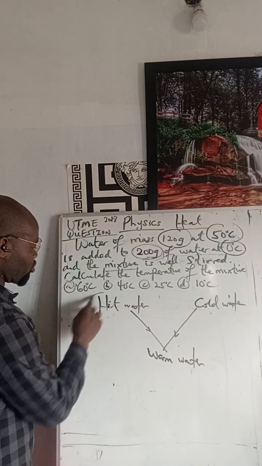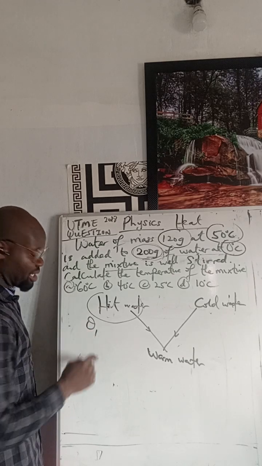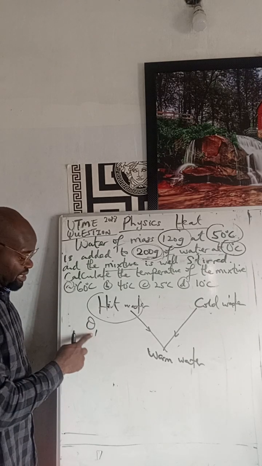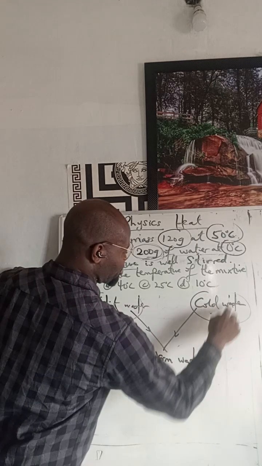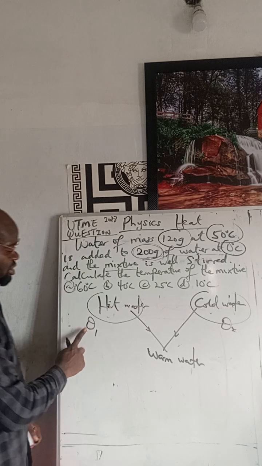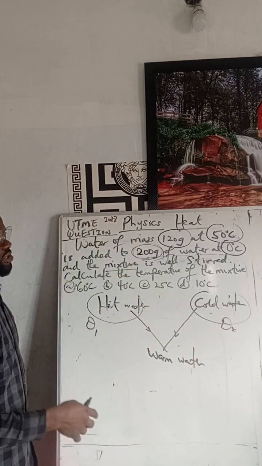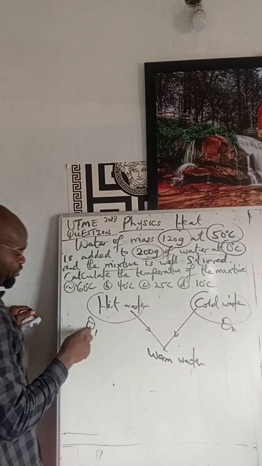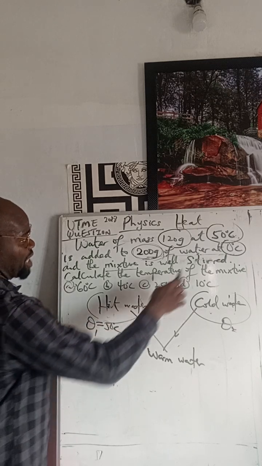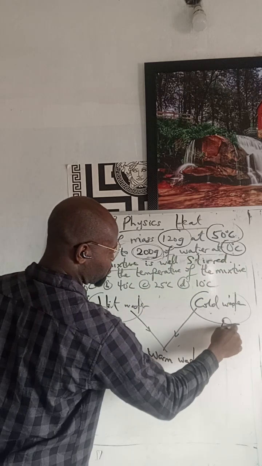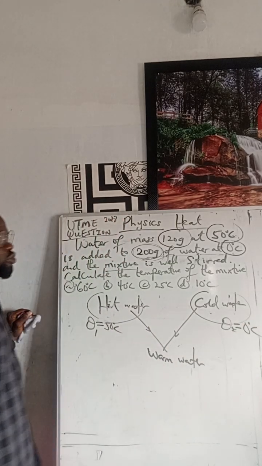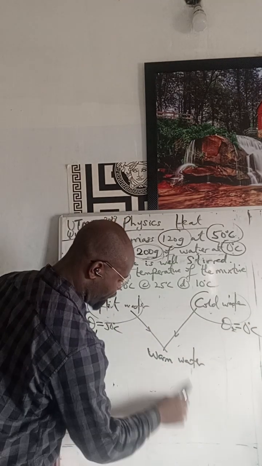The temperature of the hot water is always theta 1. 1 is always for the hot water. Notice the hot substance, theta 1, while the cold one, the temperature is theta 2. So theta is the symbol for temperature. Theta 1, theta 2. So from this question, the hot water is 50. That means theta 1 is 50 here. While the cold one is theta 2, that's 0 degree Celsius. So to now give a warm water, we are asked to look for the temperature of that warm water.